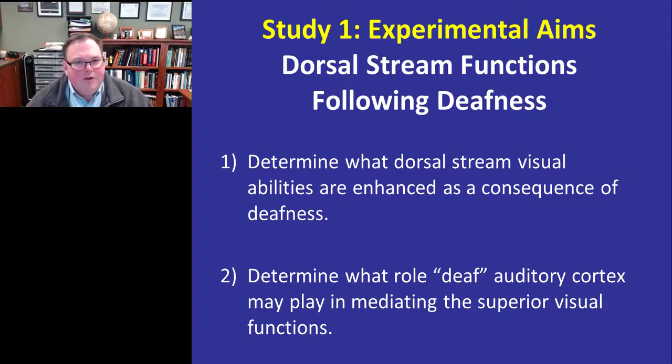Okay, so the first set of experiments we're going to talk about will be examining dorsal stream functions following deafness. Streams in cortex were first established in visual cortex, the dorsal stream being more spatial in nature and the ventral stream being more perceptual in nature, the so-called where and what pathways. So we're going to consider where type functions in the first set of experiments and what type functions in the second set of experiments. So the two aims that we're going to look at are, first, to determine what dorsal stream visual abilities may actually be enhanced as a consequence of deafness, and second, to determine what role deaf auditory cortex may play in mediating these superior visual functions.